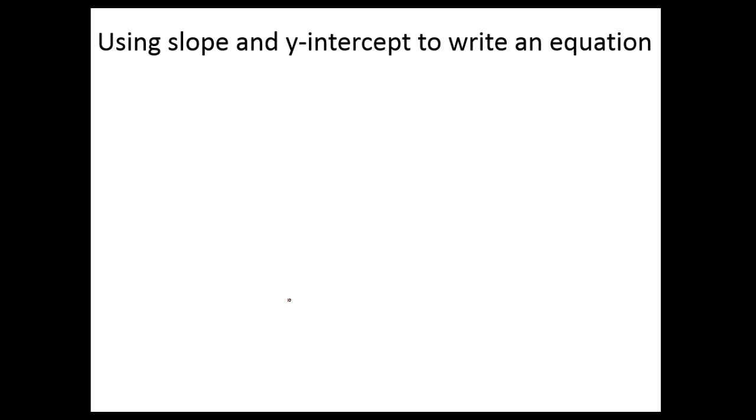Okay, so using the slope and y-intercept to write an equation, we're going to be given a slope, we're going to be given a y-intercept, and we're going to put it in slope-intercept form. And remember that slope-intercept form is y equals mx plus b. If you can remember that, you can do a lot of things with linear functions.